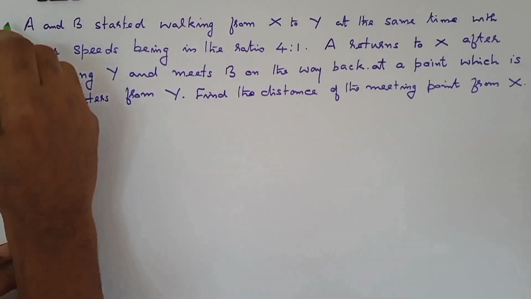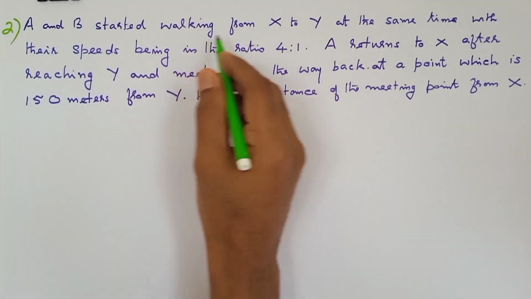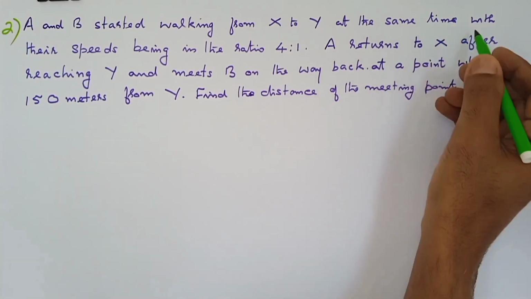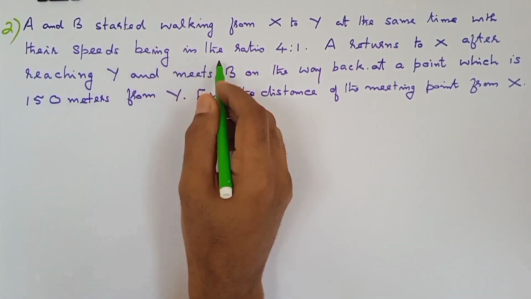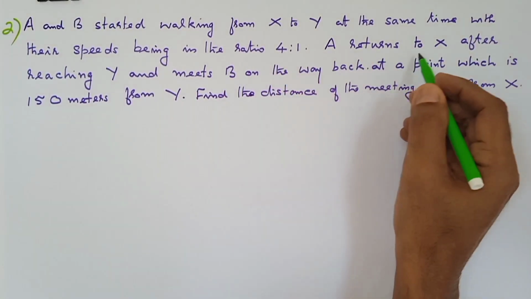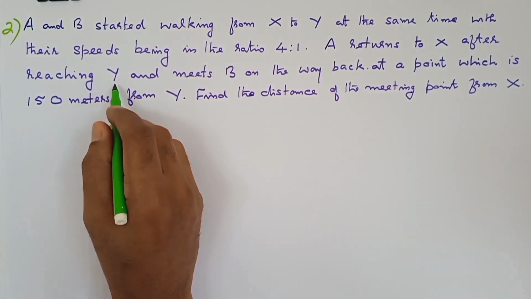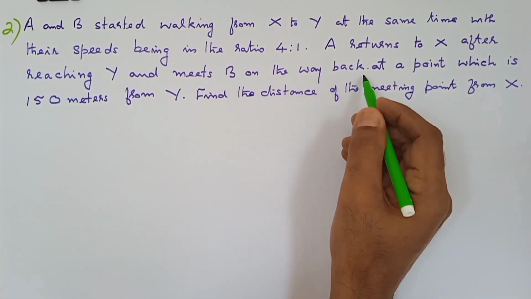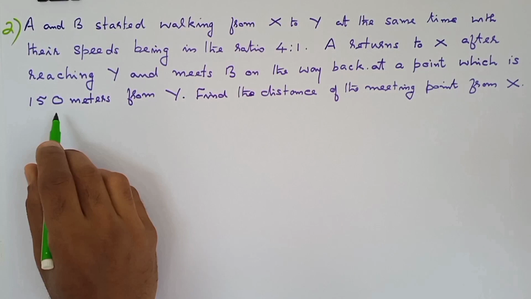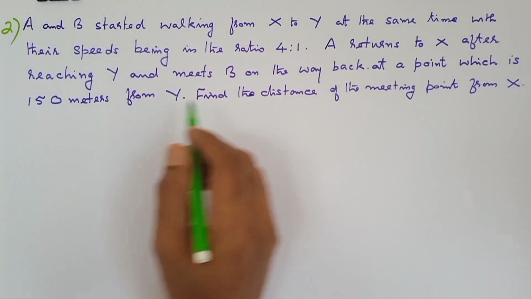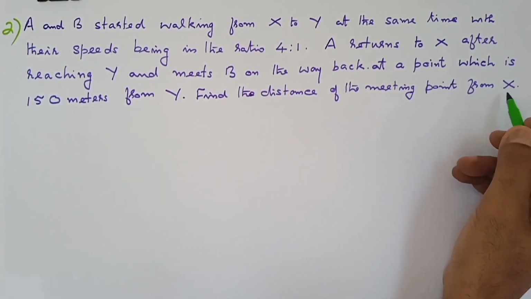The second problem is this. A and B started walking from X to Y at the same time with their speeds being in the ratio 4:1. A returns to X after reaching Y and meets B on the way back at a point which is 150 meters from Y. Find the distance of the meeting point from X.